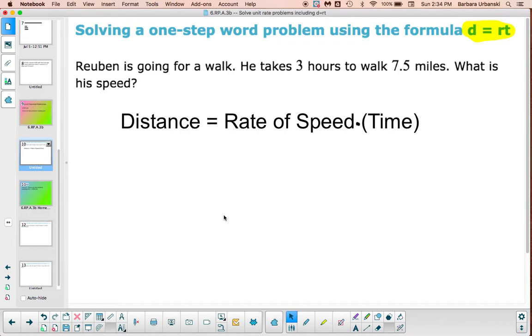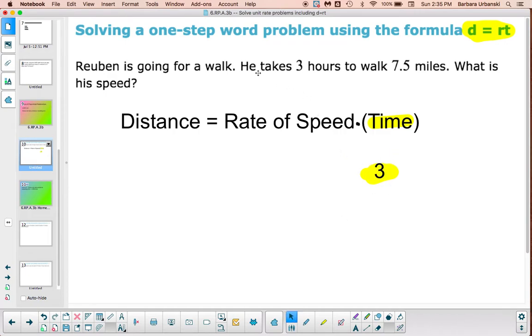So it says Ruben is going for a walk. He takes 3 hours. So if it's 3 hours, then that's going to be your time. Okay, that's going to be your time. So I'm going to just go ahead and say I've got the time is going to be 3 hours. So I'll just put a 3 here. And then that fills in the blank for the 3.